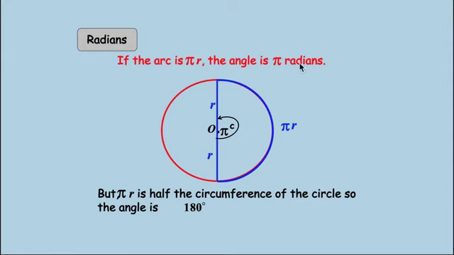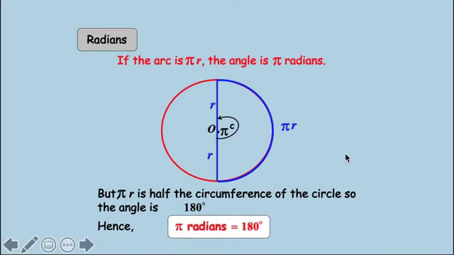Okay, so we know that this angle here is 180 degrees, and we've just said that this angle here is also pi radians. So this is really important because then we can start to convert between degrees and radians. So we can say that pi radians equals 180 degrees. And so we've got this really nice way now of converting between radians and degrees. We know that pi radians equals 180 degrees, so now I can use that to convert between the two.